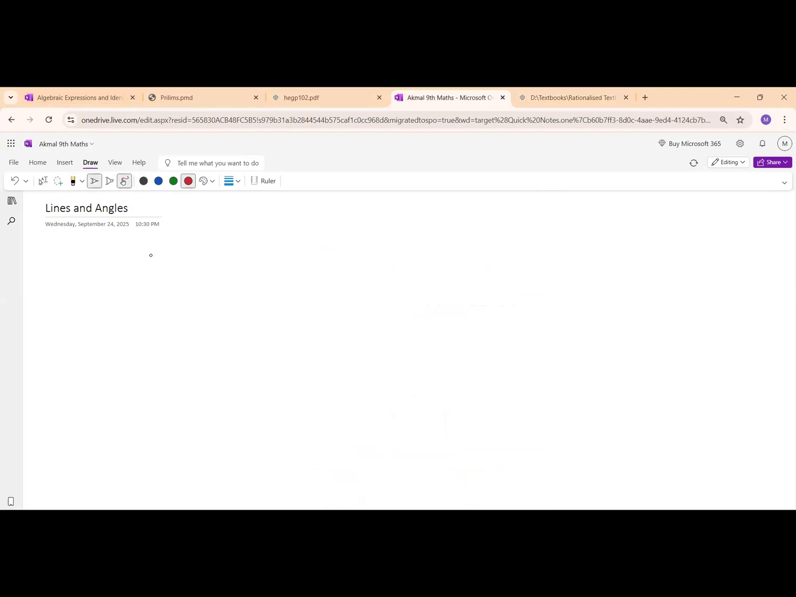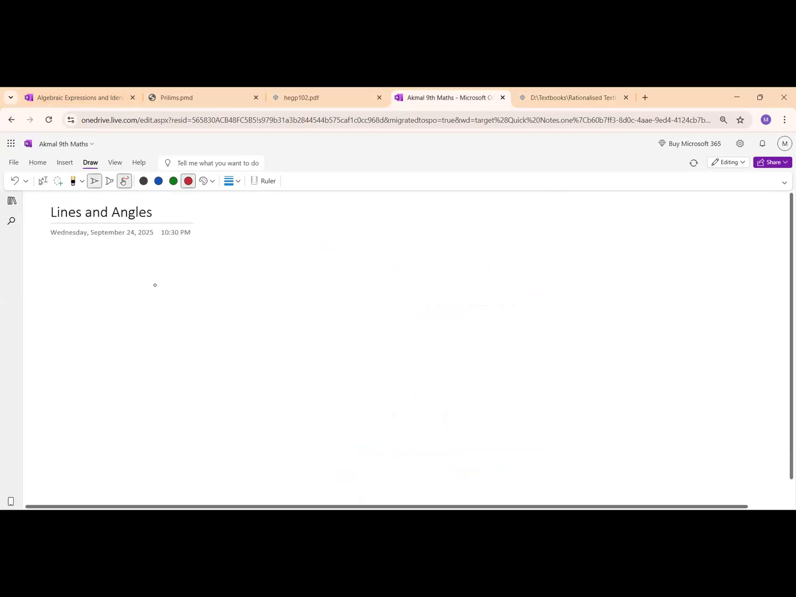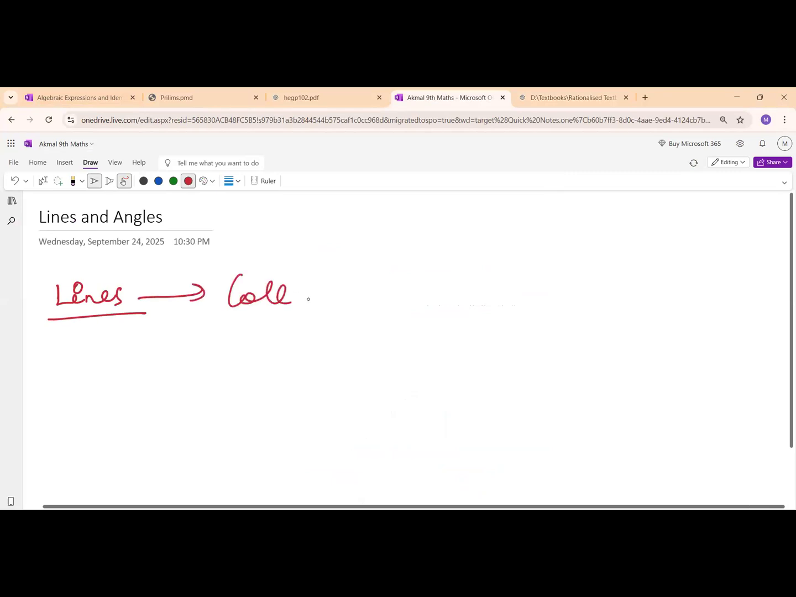Lines and angles. Okay, so we have first of all lines and angles. Akmal, starting with the lines, I'll tell you the basic concepts. Akmal, what is a line? A line is a collection of points. Very simple, a collection of points. This I have also taught you in Euclid's chapter. That is, if I join various points, very close, infinite points, they make a line, right? Yes, sir.